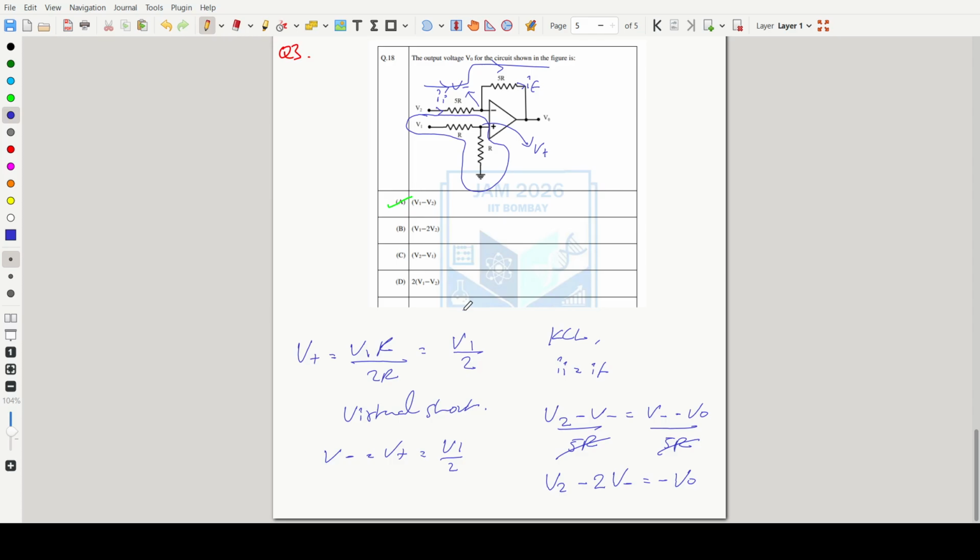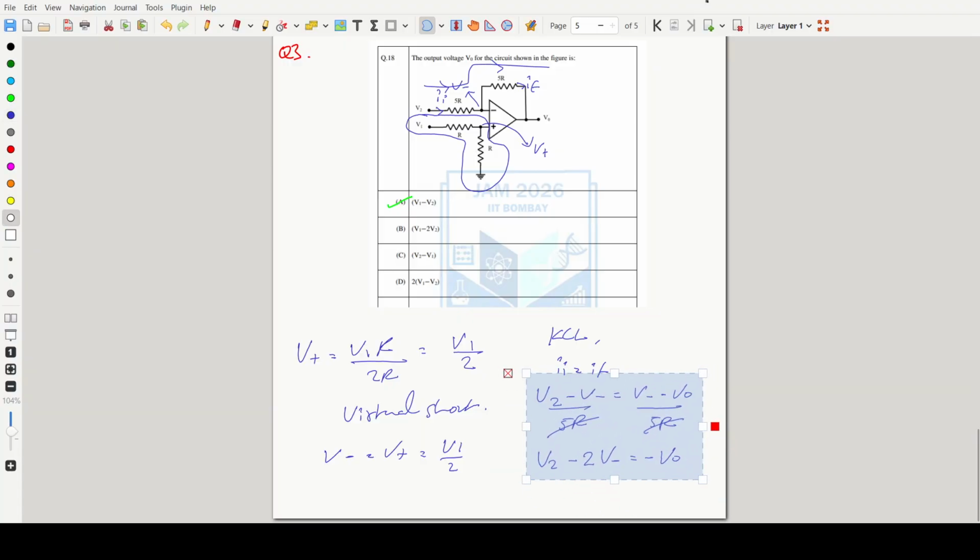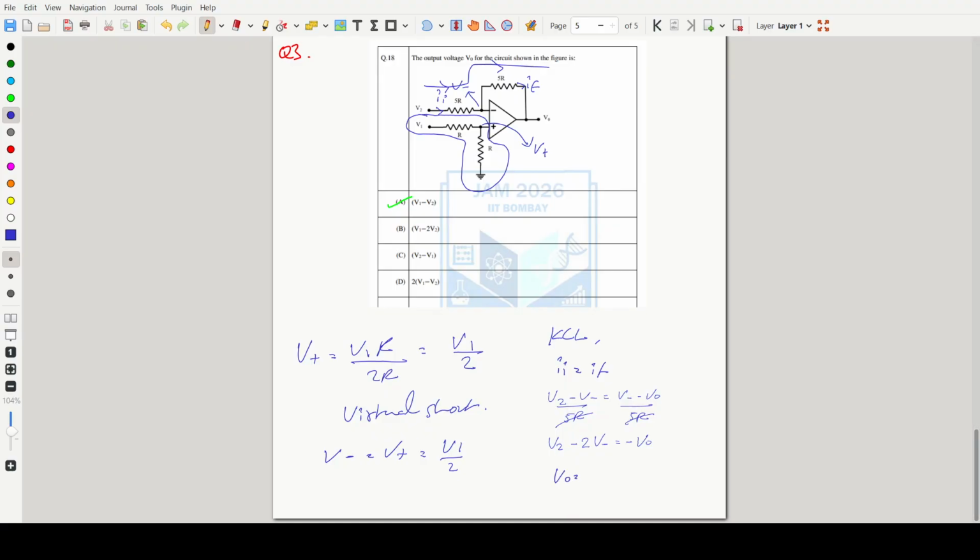So I have V2 minus 2 V minus equals minus V naught, or V naught equals 2V minus minus V2. And V minus we previously determined is V1 over 2, so V naught is just V1 minus V2. So there we have it. We found the expression for the output voltage, which matches option A.